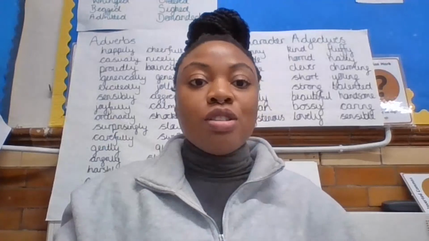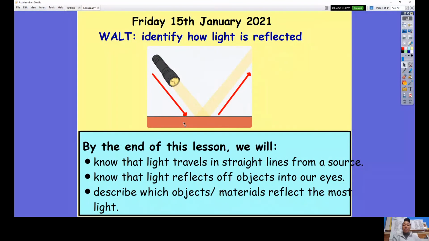Okay, so in this lesson, we are going to be identifying how light is reflected. By the end of this lesson, we will know that light travels in straight lines from a light source to an object or from a light source into our eyes. We will also know that light reflects off of an object and into our eyes. And we should also be able to describe which objects and materials reflect the most light and then design our own reflective jacket that will best reflect light.